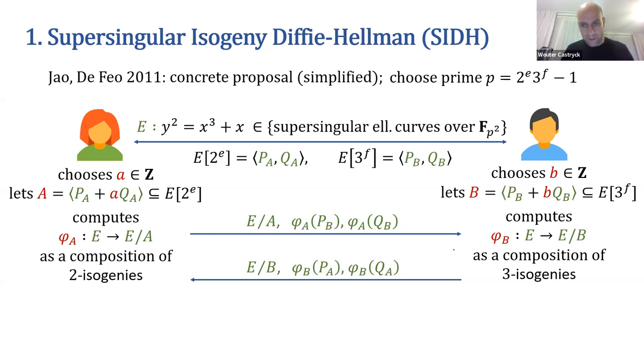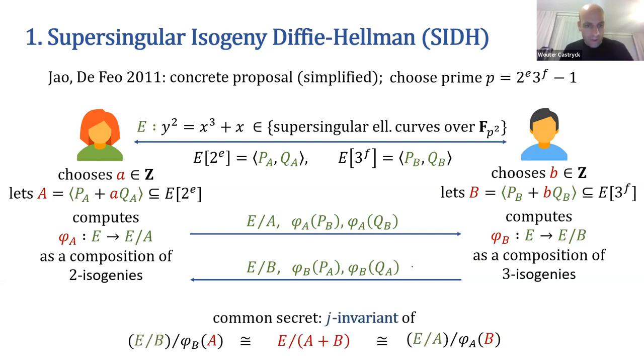For the rest, this slide is just a copy of the previous slide. And now Alice and Bob can indeed compute this quotient. So Alice computes it as the E modulo B she received from Bob, modulo the image of A, as explained before. And Bob does the same. Okay, and now both have found this elliptic curve.